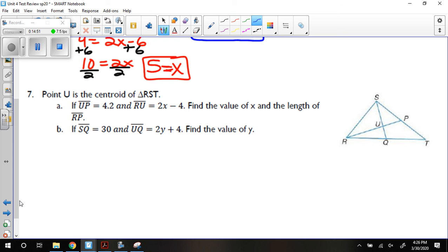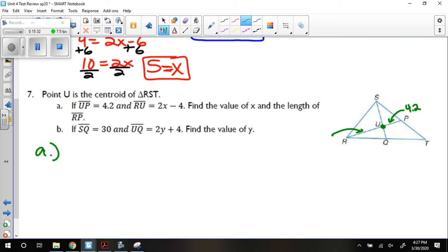Okay, number 7, you are told point U is the centroid. Okay, so a centroid for the triangle is going to be the big piece and small piece idea. Centroids also come from medians. And so, nope, we don't need to know that. Nope, we're good.